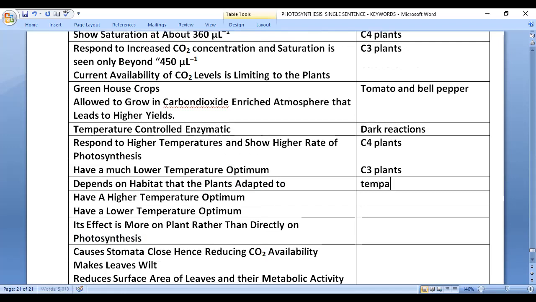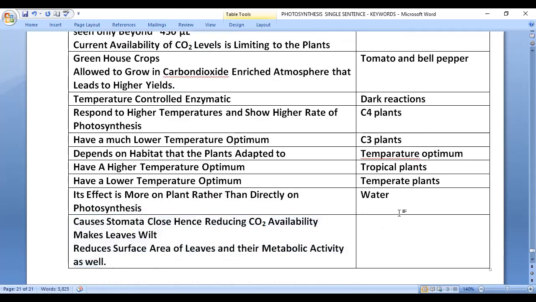Temperature optimum: tropical plants have a higher temperature optimum, and temperate plants have a lower temperature optimum. Water has its effect more on the plant rather than directly on photosynthesis. Water stress causes stomata to close, hence reducing carbon dioxide availability, makes leaves wilt, and reduces the surface area of leaves and their metabolic activity as well.